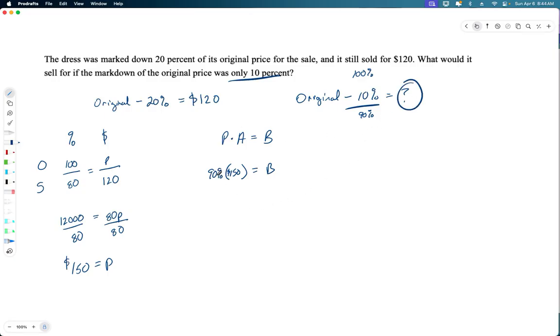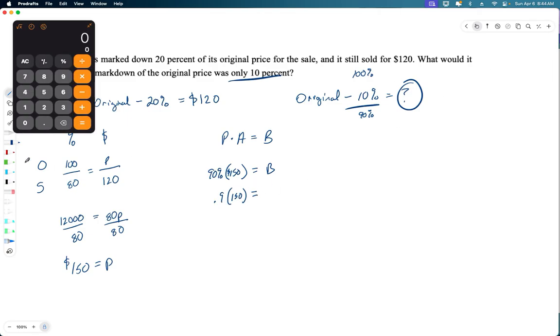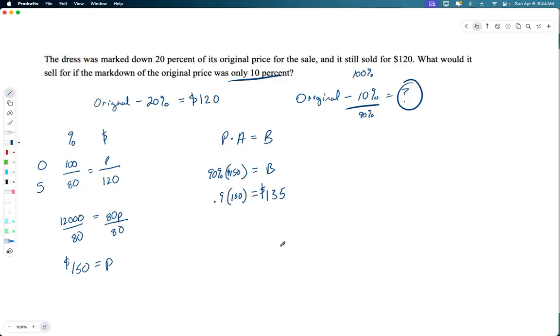So we got to turn this into a decimal. That'll be 0.9 times 150. And that is going to be equal to $135. So that is going to be our answer right here. That is what it would sell for if the markdown of the original price was only 10%.